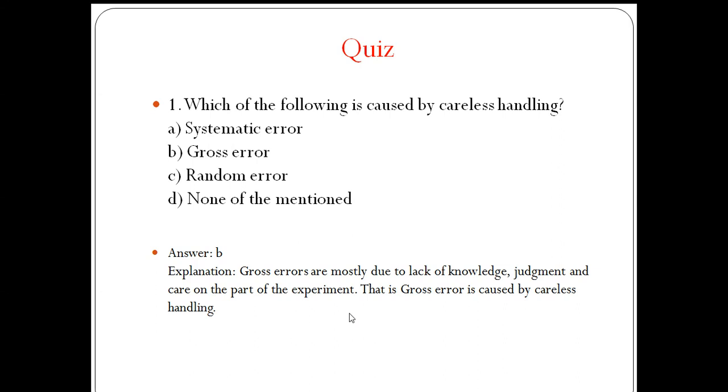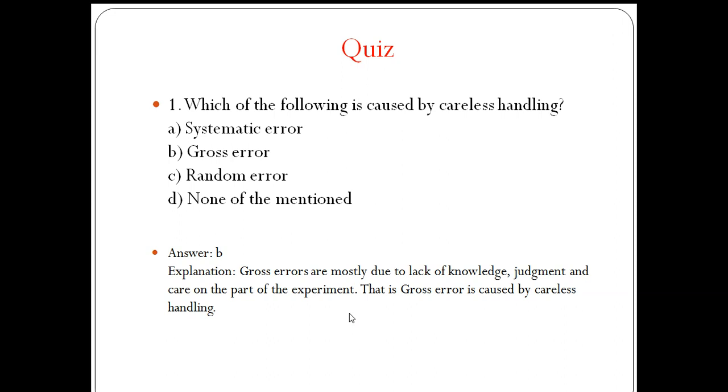Now let us attempt a small quiz on this errors topic. Which of the following is caused by careless handling? Option A, systematic error. Option B, gross error. Option C, random error. Option D, none of the above.